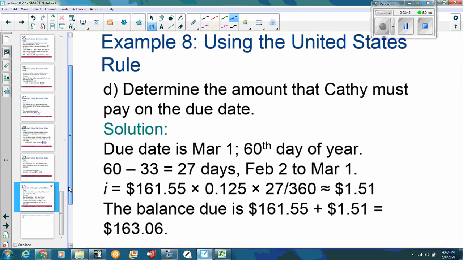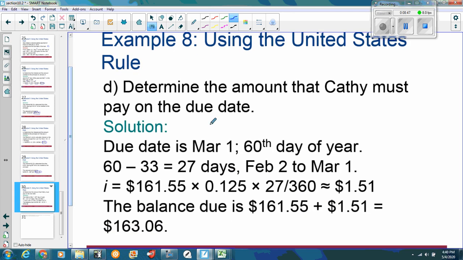So at the very end, because we calculated the due date to be March 1st, there's 27 days left from February 2nd to March 1st. So this was her new principal. Interest rate, that's how many days. So that's the interest that was still left. So the 161, now we're going to add, this is how much she owes come March 1st. Okay, so that kind of took you through it.